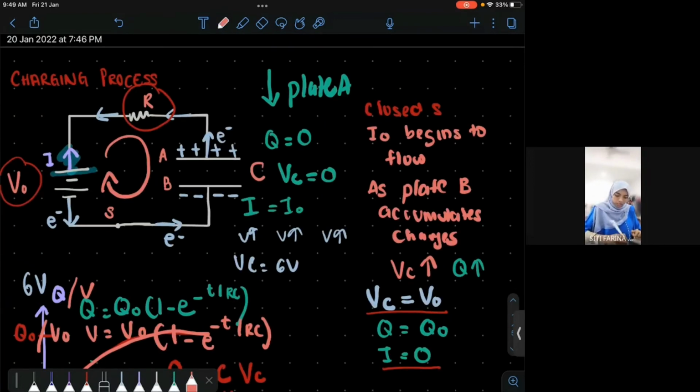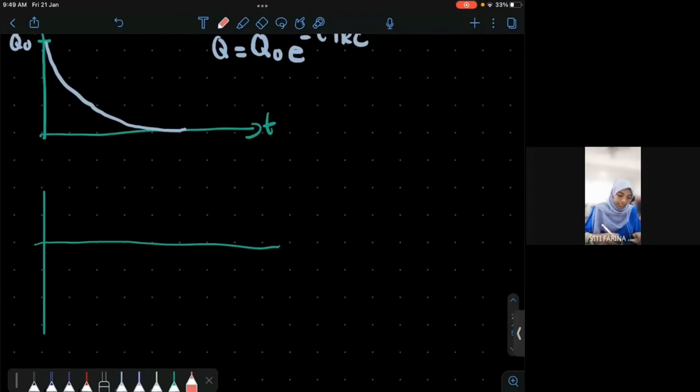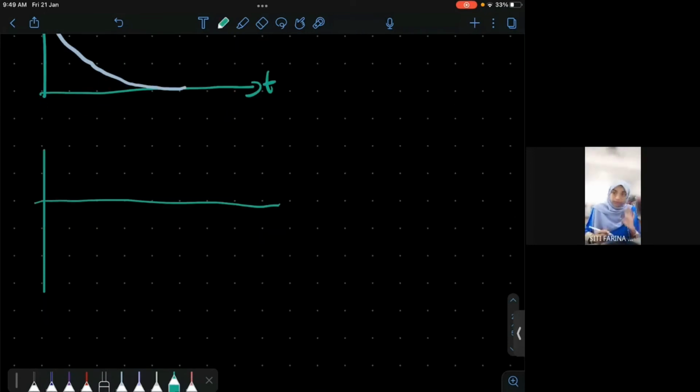Dia bukan, this is clockwise. Okay, dia tengah flow in the clockwise direction. Waktu discharging, dia flow in the anti-clockwise direction. Opposite direction. Oleh sebab dia tengah gerak in the opposite direction, graf kamu ini akan ada negatif graf. So negatif I0. So I maksimum dia negatif dekat sini. Dia memang start daripada maksimum tapi negatif sebab opposite direction.